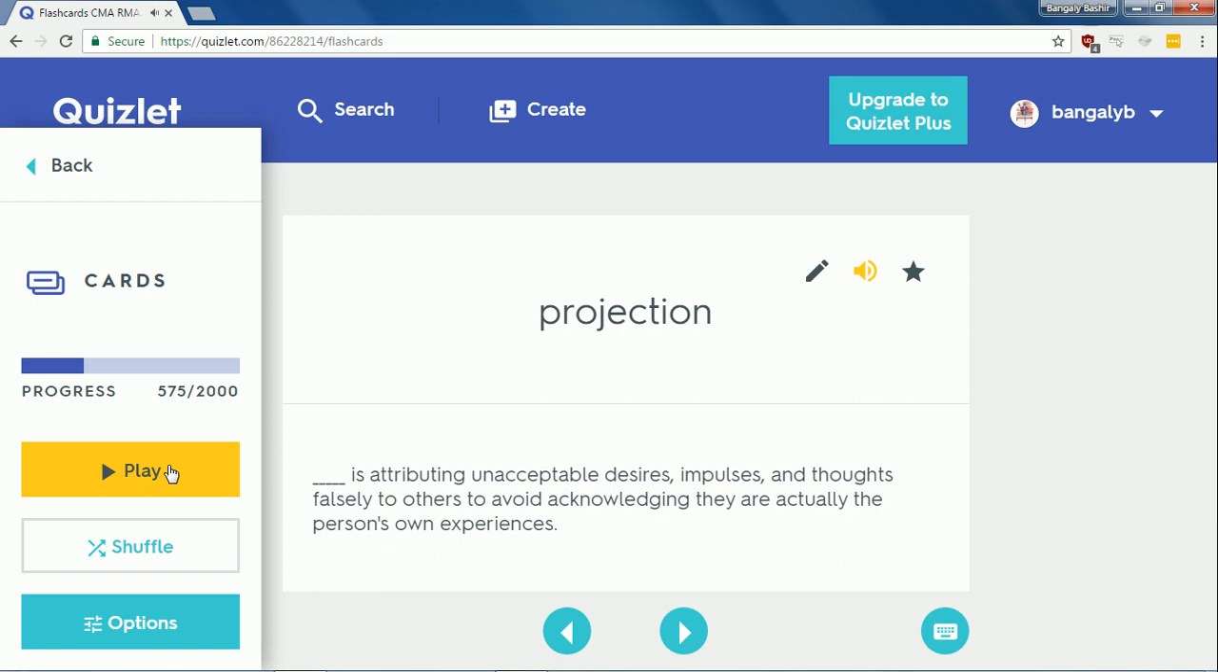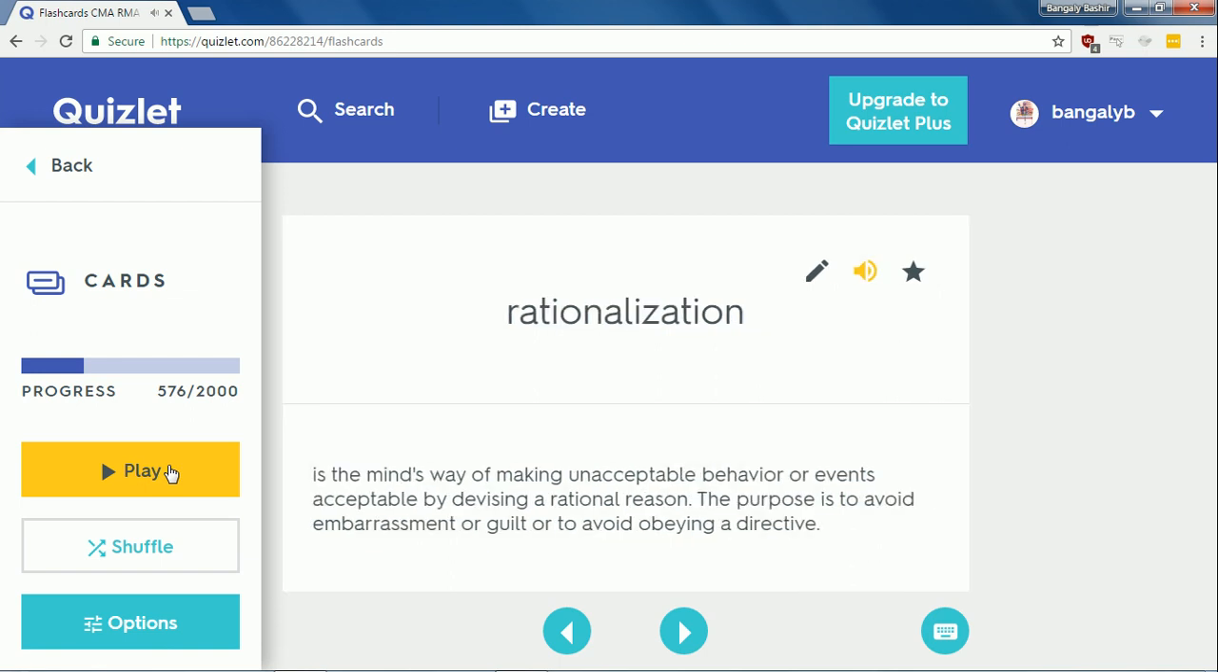Blank is attributing unacceptable desires, impulses, and thoughts falsely to others to avoid acknowledging they are actually the person's own experiences. Rationalization is the mind's way of making unacceptable behavior or events acceptable by devising a rational reason. The purpose is to avoid embarrassment or guilt or to avoid obeying a directive.